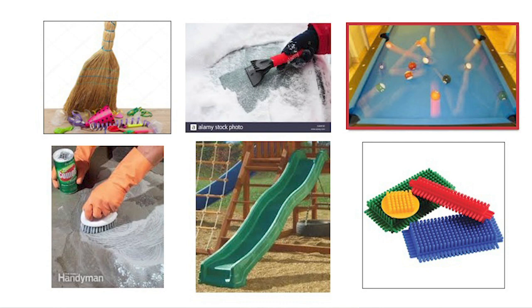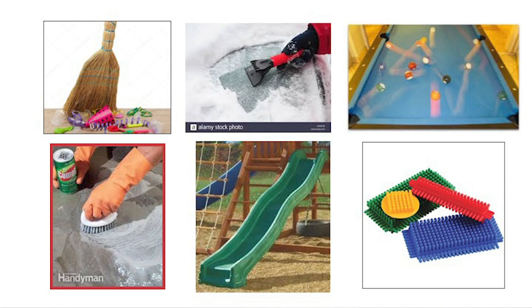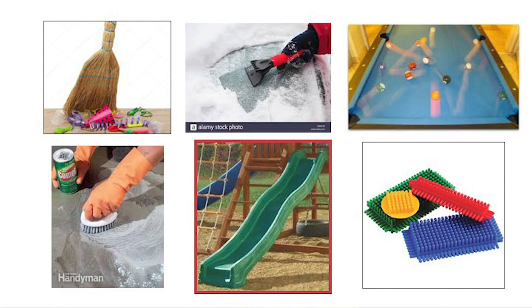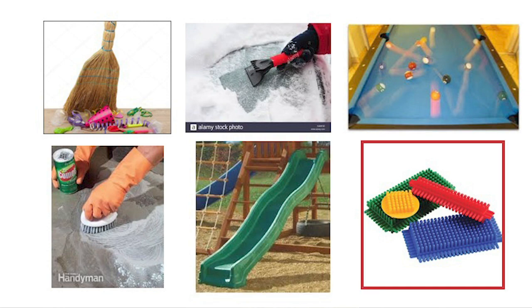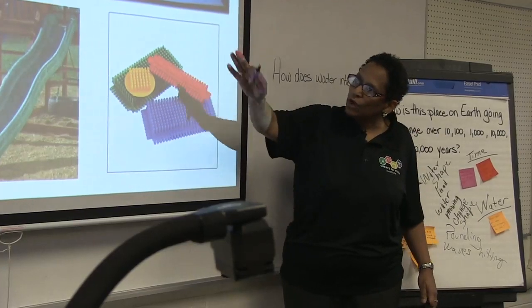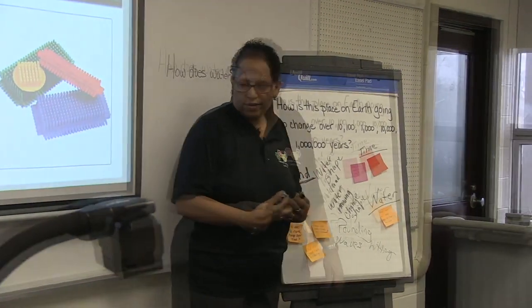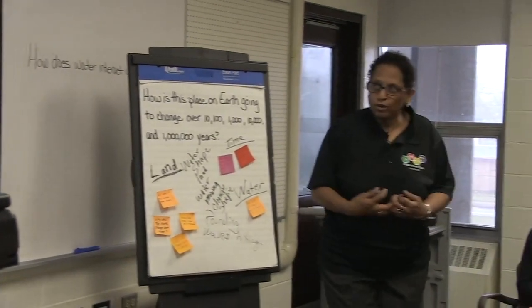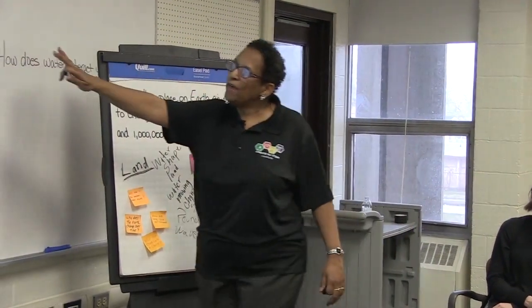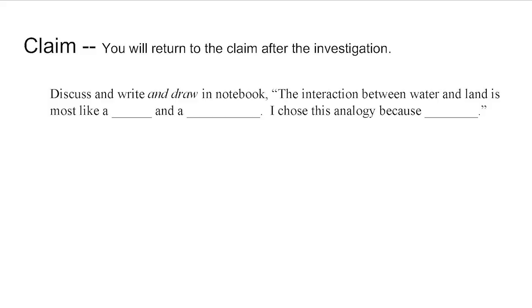Do you think that it's more like when we are trying to clean some cement and scrubbing? Or when land and water interact, is it more like sliding down a slide? Or our last picture, is it like when bricks are building something and we're putting bricks together? Which one of these pictures do you think is more like the way that water and land interact? So I want you to take a minute, think about it on your own, talk to your partner, and we're going to come up with a claim that the interaction between the land and the water is like... And which of those pictures do you think it's like? Take a minute, talk to your partner.